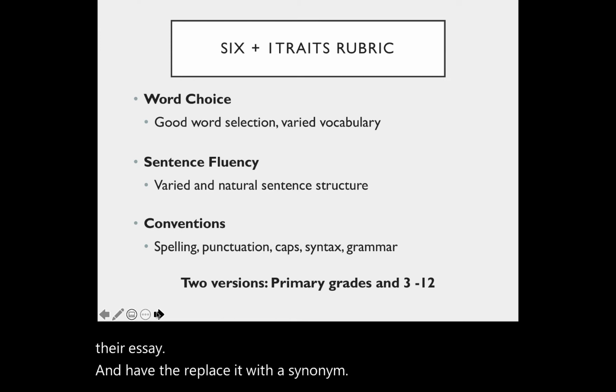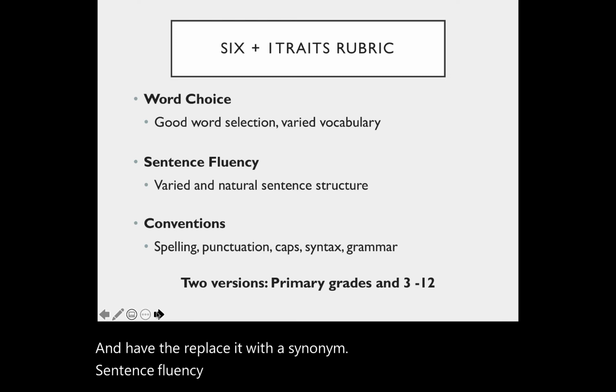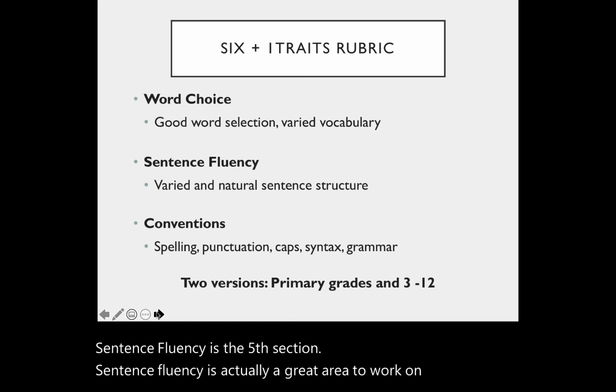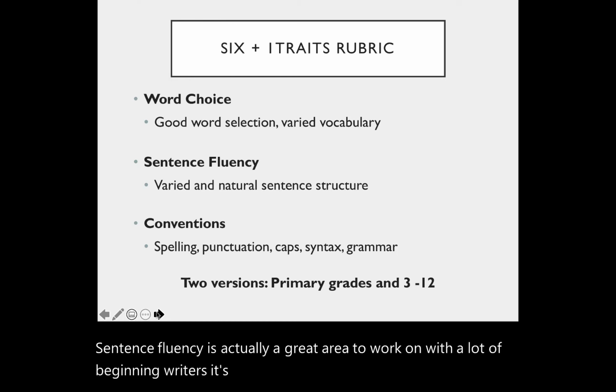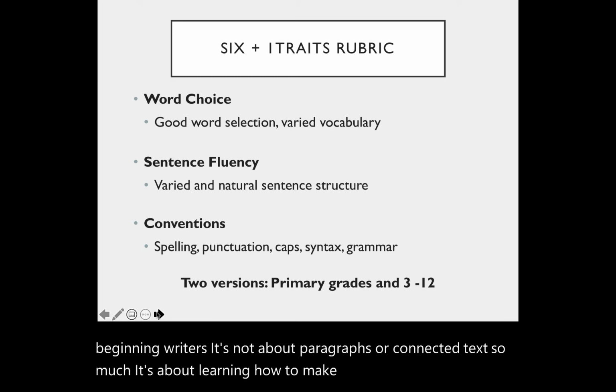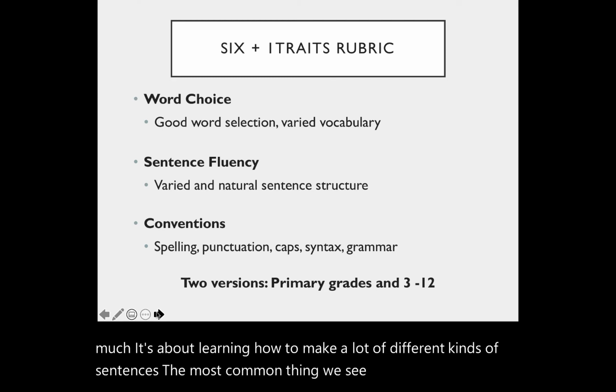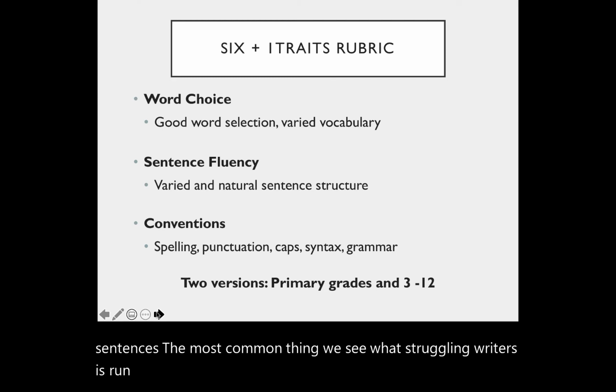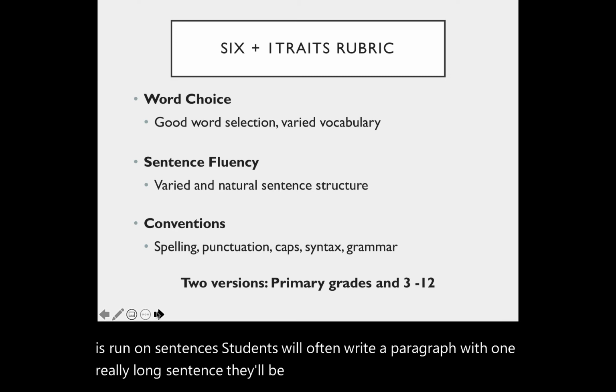Sentence fluency is the fifth section. Sentence fluency is actually a great area to work on with a lot of beginning writers. It's not about paragraphs or connected text so much, it's about learning how to make a lot of different kinds of sentences. The most common thing we see with struggling writers is run-on sentences. Students will often write a paragraph with one really long sentence. There'll be a lot of ands, and there doesn't seem to be an end in sight.